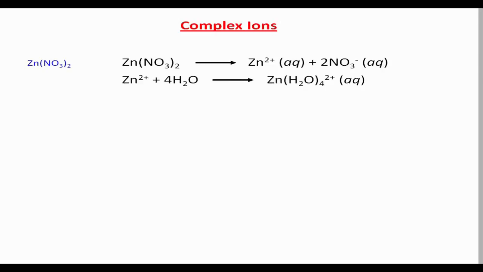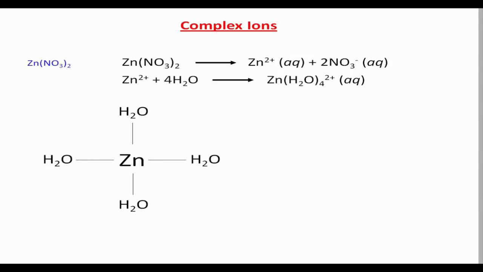Zinc nitrate, when you put it in water, dissociates to form zinc ions and nitrate ions. Those positively charged zinc ions immediately attract the polar water molecules. Zinc will attract 4 water molecules to surround it and form what we call a zinc complex ion. So we have a central zinc with 4 waters surrounding it. These surrounding water molecules are called ligands.